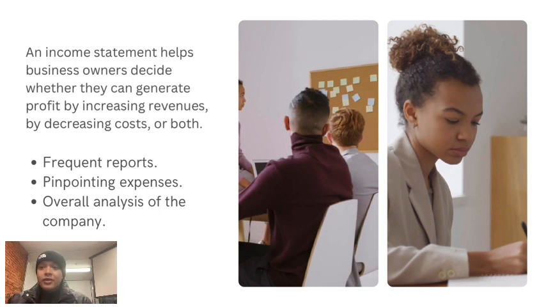There are three other things that the income statement informs. First, frequent reports. While other financial statements are published annually, the income statement is generally published either quarterly or monthly. Due to this, business owners and investors can track the performance of the business closely and make informed decisions. This also enables them to fix small business problems before they become large and expensive.